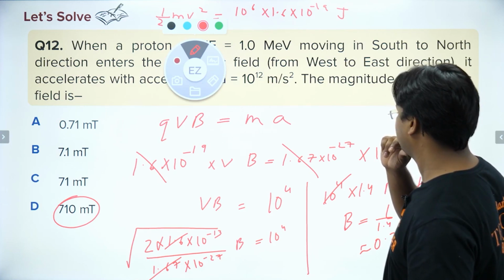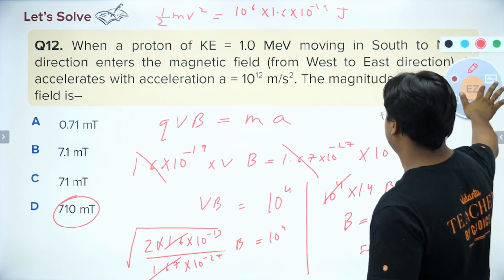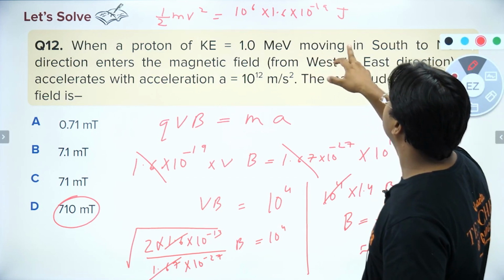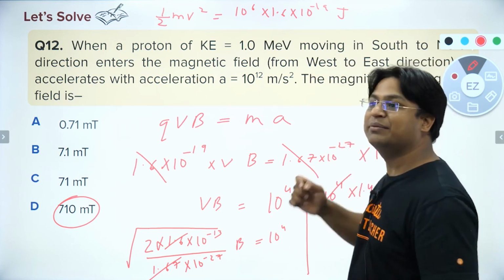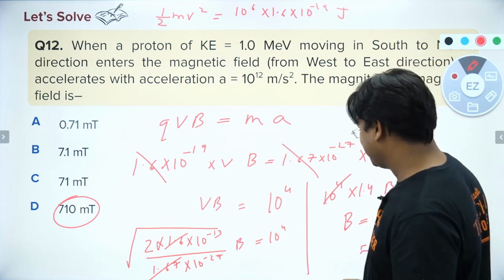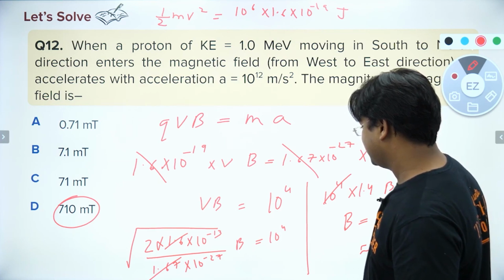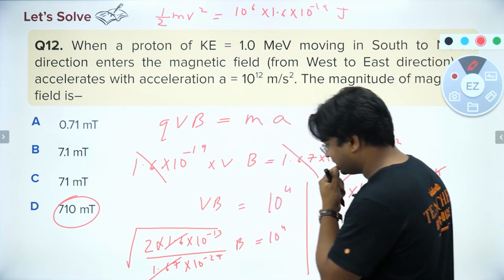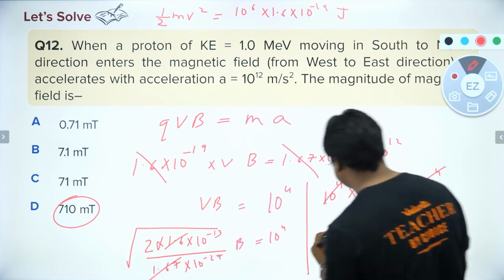Minus 15. QVB equal to MA, 10 raised to power 1.6, 19. Where have I missed? In the root. 13 and 27. The difference of 13 and 27 will be how much? It will be 14, not 10 raised to power 14. Okay, yes guys, thank you. Yes, this will be 10 raised to power 7 will come out from here.